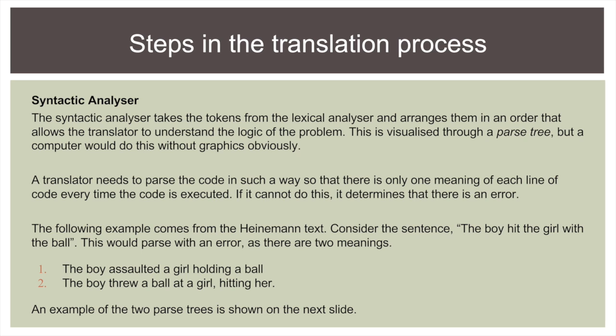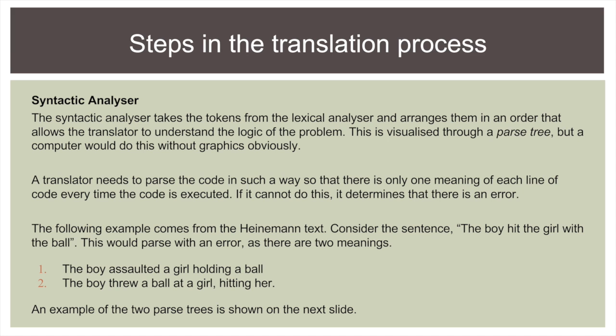And a really good example comes from the Heinemann text. So there's a sentence, the boy hit the girl with the ball. This would pass an error as there are 2 meanings. The boy assaulted or hit a girl holding a ball. So the boy hit the girl with the ball. So the girl holding the ball. The other meaning is the boy threw a ball at a girl, hitting her. So the boy hit the girl with the ball.